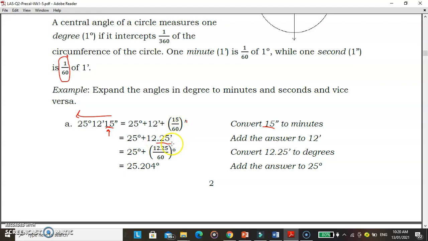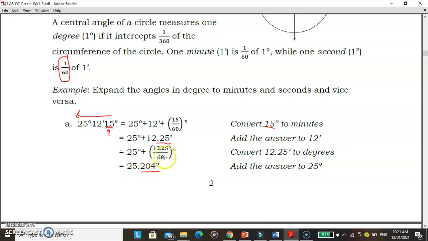Then we add it. Since 0.25 is already in minutes, because we already converted it, we will add this to 12, which is also minutes. So we just combine the same, like in algebra, we just combine the same terms. So we just combine the same units, so 12.25 minutes. After we converted it to minutes, the minutes we will convert into degrees. So we all know that 1 minute is just 1 over 60 of 1 degree. So we multiplied the 12.25 by 1 over 60, so we have here 12.25 over 60 degrees. And that result is equal to 0.204 degrees.